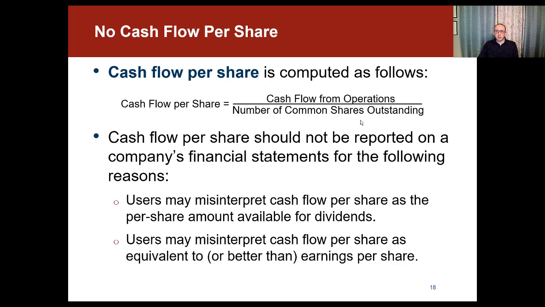Cash flow per share should not be reported on a company's financial statement for a couple of reasons. One of these reasons is that users may misinterpret the cash flow per share as the per share amount available for dividends, which is not the case. And users may also misinterpret cash flow per share as equivalent to or maybe better than earnings per share, which is something we don't want to send as a message to the shareholders because remember, the income statement is prepared based on the accrual basis, so we have to present the earnings per share based on the accrual basis.